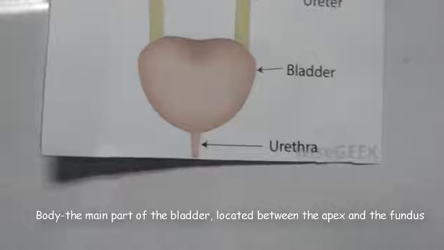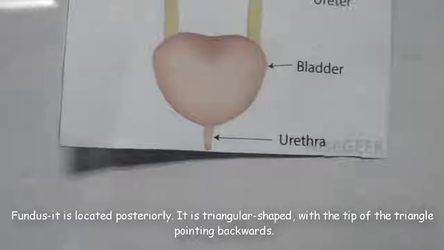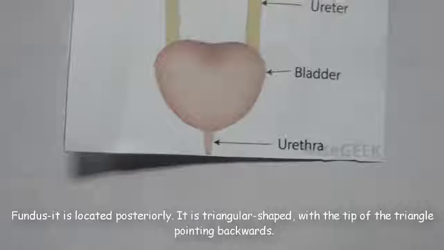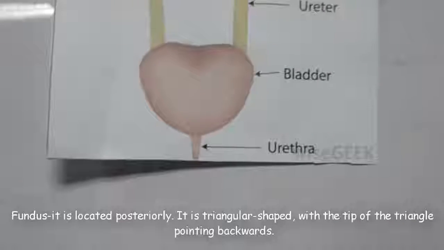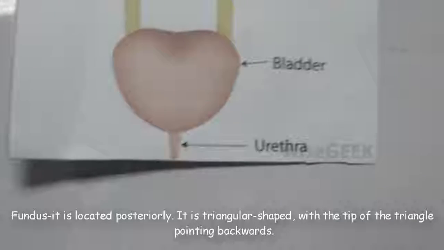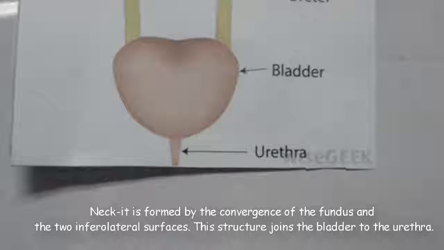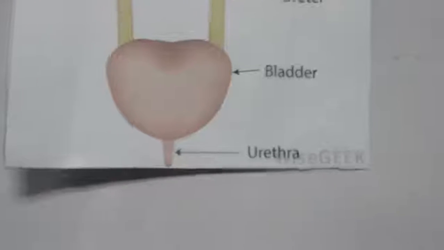Body. The main part of the bladder located between the apex and the fundus. Fundus. It is located posteriorly. It is triangular shaped with the tip of the triangle pointing backwards. Neck. It is formed by the convergence of the fundus and the two inferolateral surfaces. This structure joins the bladder to the urethra.